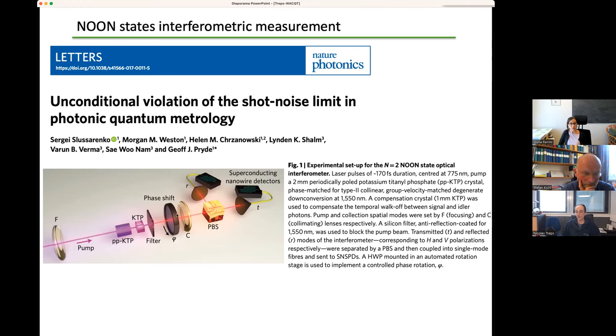And then they have a phase shift that they can vary. It's a plate where the phase depends on the polarization. So they can choose the phase for one polarization and not for the other one. And then they make a measurement. They have a beam splitter and two photon detectors. So this is a very simple NOON state experiment. You generate two photons, you induce a phase shift in the polarization basis, and you make a measurement.